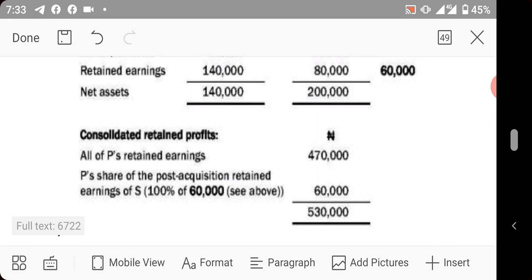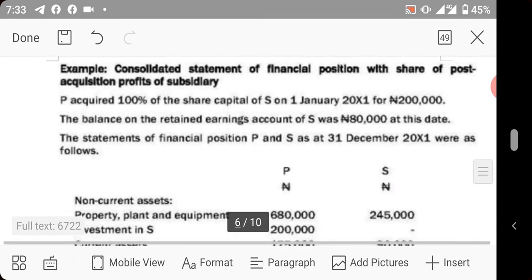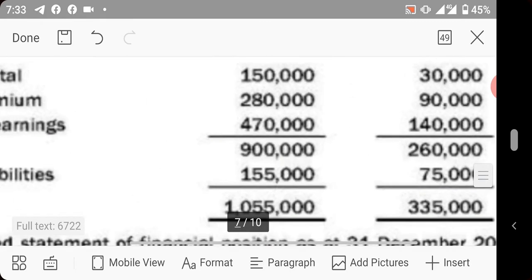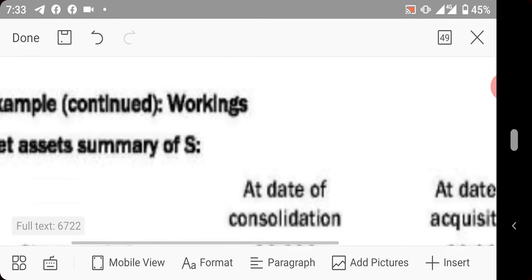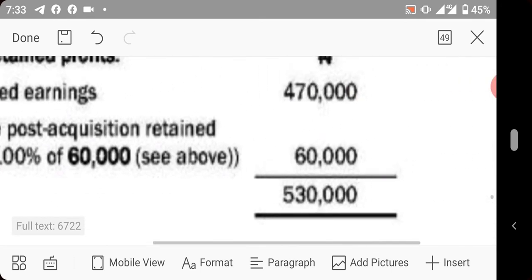The retained earnings of the parent company is how much? It is 470,000. Look at it. Retained earnings: the first one is parent, the second one is subsidiary. It is 470, so you now bring it in, 470.